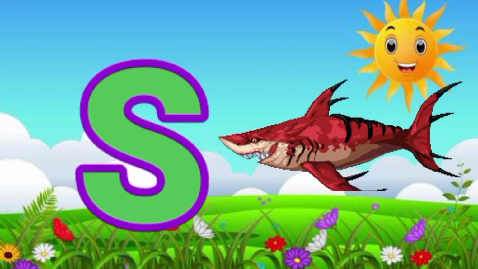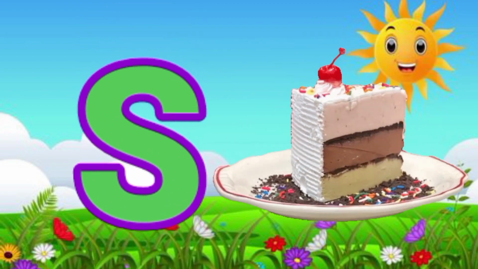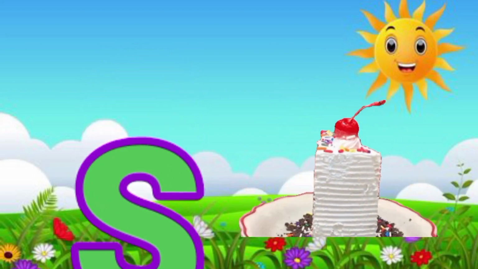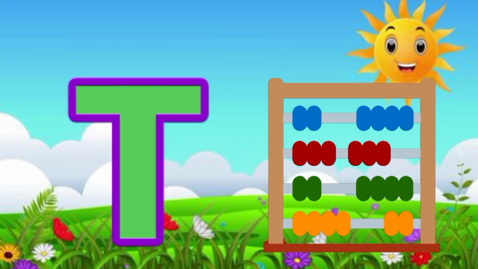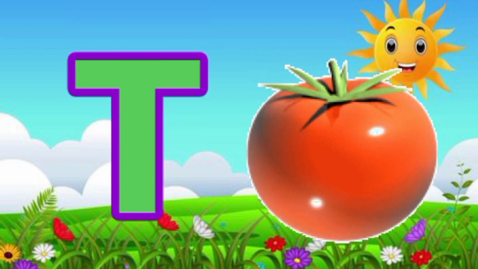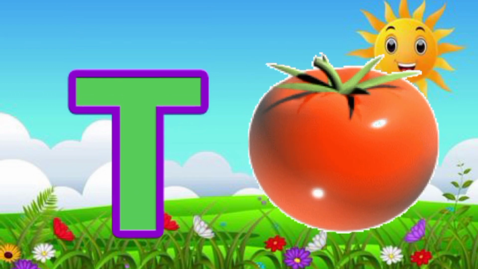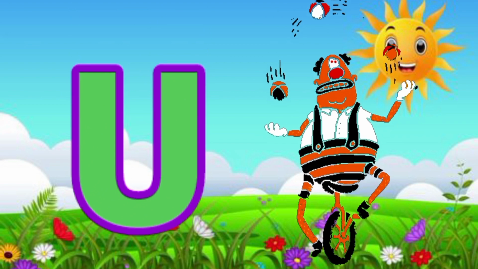S for sweets. T for toy. T for tomato. U for unicycle.